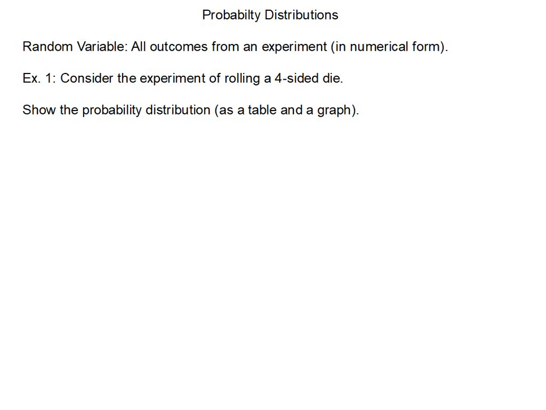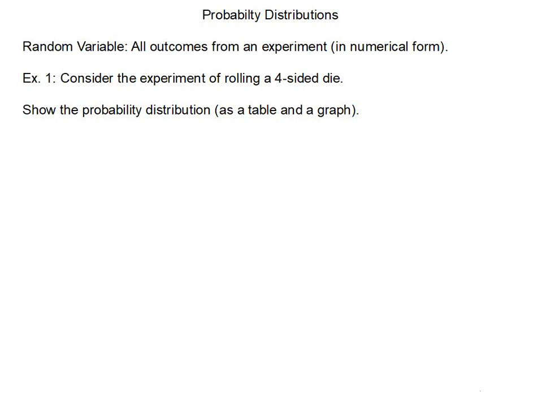So let's consider an experiment of rolling a four-sided die. A four-sided die, although not very common, is a die that has four sides, and we'll just use it because it's a little bit shorter than using a six-sided die. So here's an example where we want to show the probability distribution. So show it as a table and a graph. We'll do the table first, and then from the table we'll make the graph.